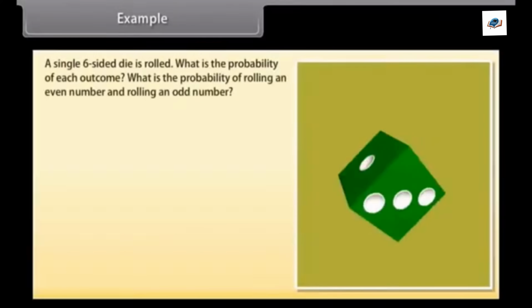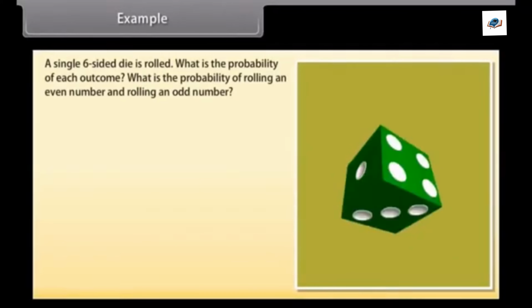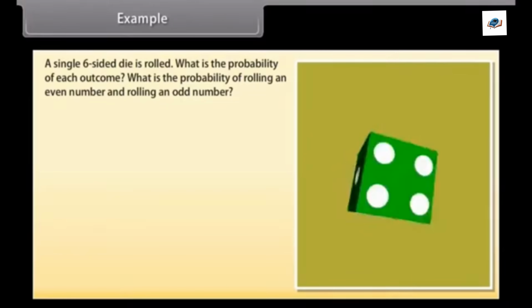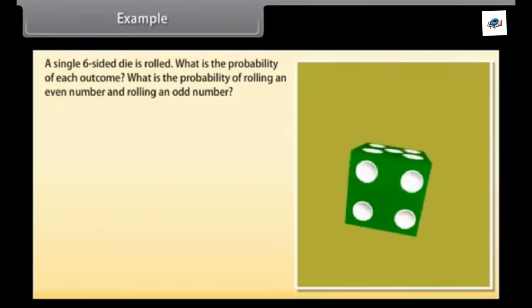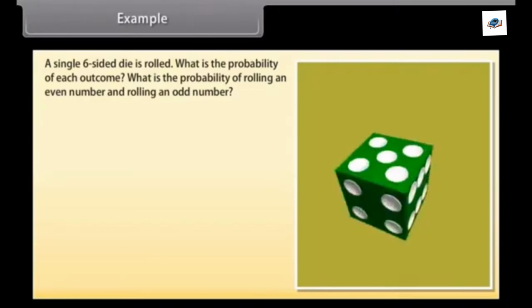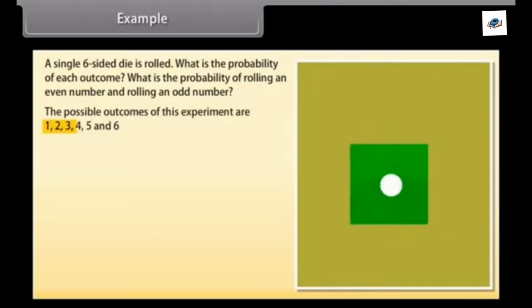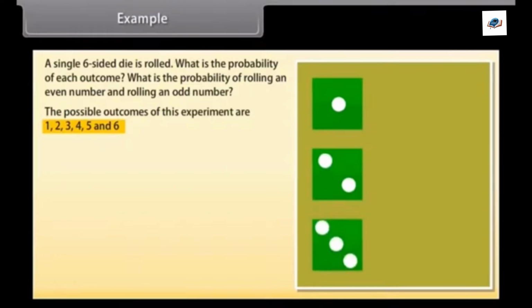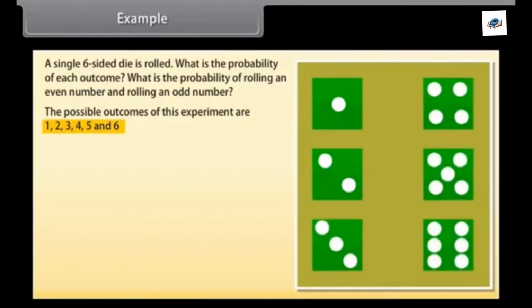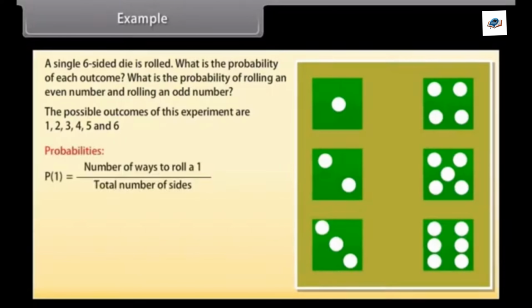A single 6-sided dice is rolled. What is the probability of each outcome? What is the probability of rolling an even number and rolling an odd number? The possible outcomes of this experiment are 1, 2, 3, 4, 5 and 6. Now let's find probabilities. Probability of 1 is number of ways to roll a 1 by total number of sides, which is equal to 1 by 6.